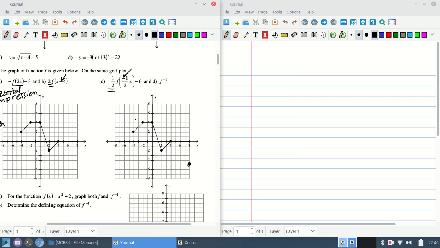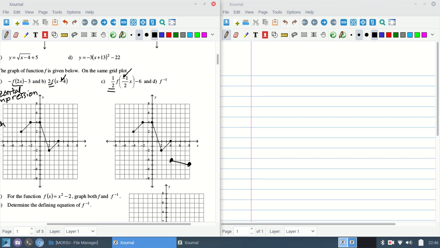Look at how crazy this is. Next, this guy starts at 4, so the new value is going to be at 2. Then it's a horizontal stretch by a factor of 2, so the new point's going to be here. And then the negative means that the x values are reversed. Then going down 6, 1, 2, 3, 4, 5, 6. That's the second point, sorry. So I connect them. Boom.